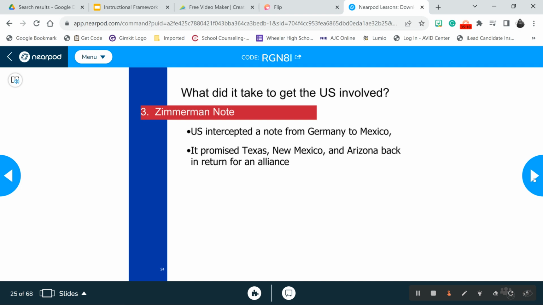But ultimately, all that did is anger the United States. You killed a whole bunch of our citizens who were not in the war. You start bombing all ships, including our ships, and then the Zimmerman telegram. Those are your 3 reasons why the United States also entered the war in 1917. Does anybody have any questions so far?